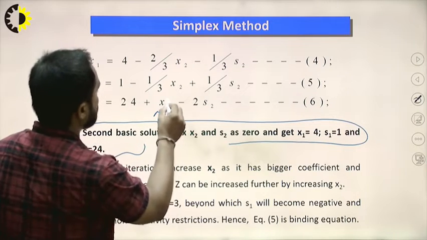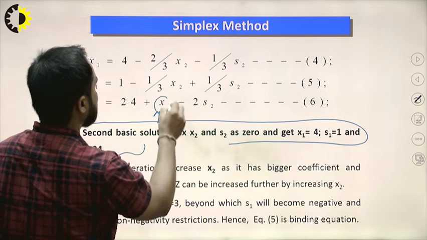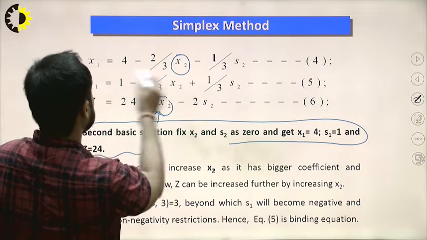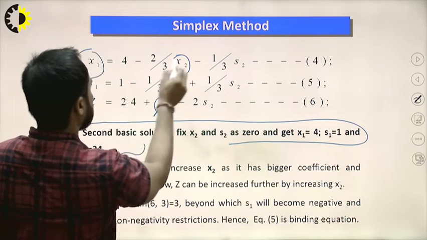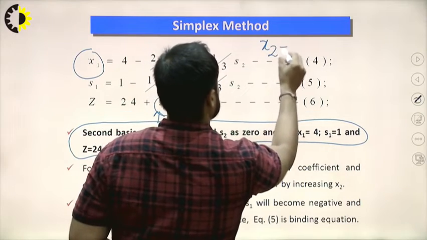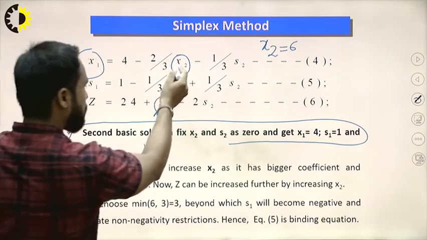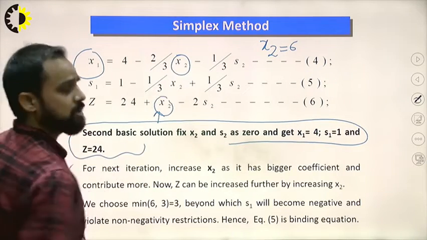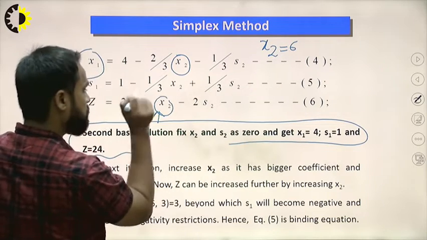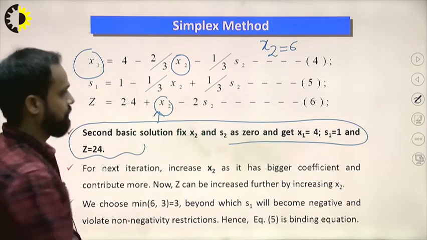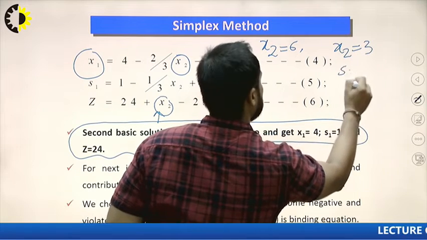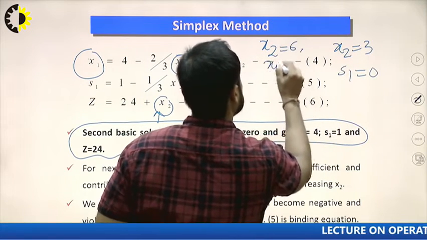Okay, so if I am taking x2 in this equation, suppose I want x1 to become 0, so what is the value of x2? I have to put x2 equal to 6, so that x1 becomes 0. In equation number 5, if I put x2 equal to 3, then s1 becomes 0.